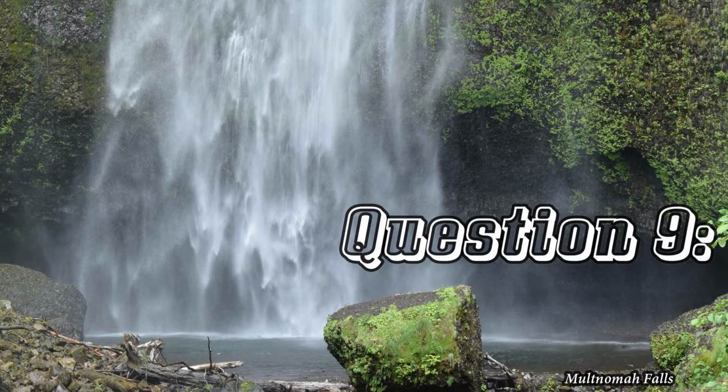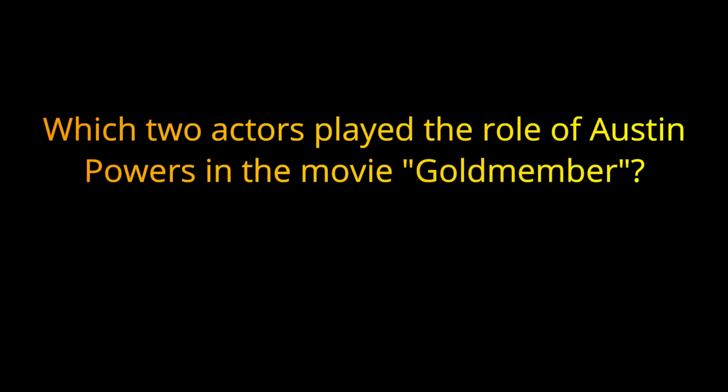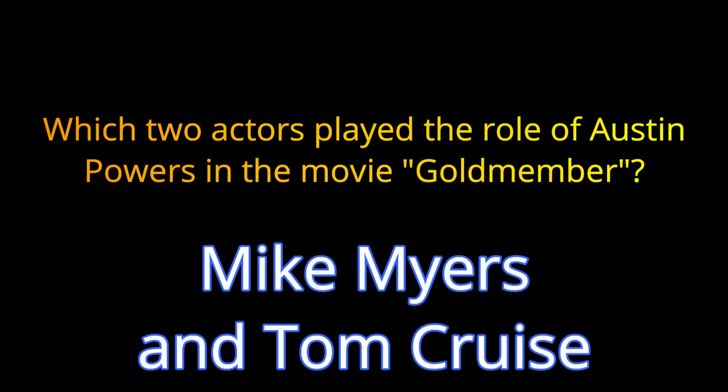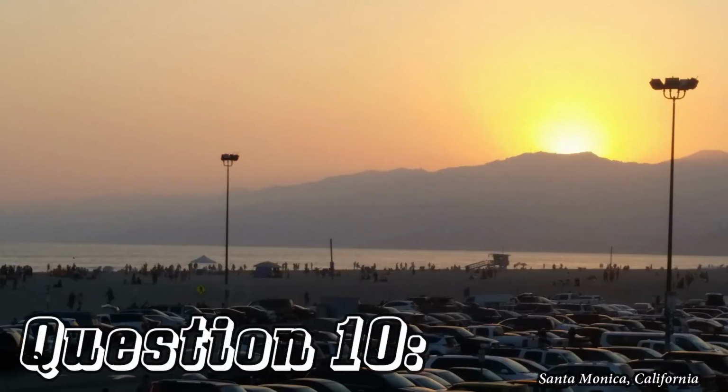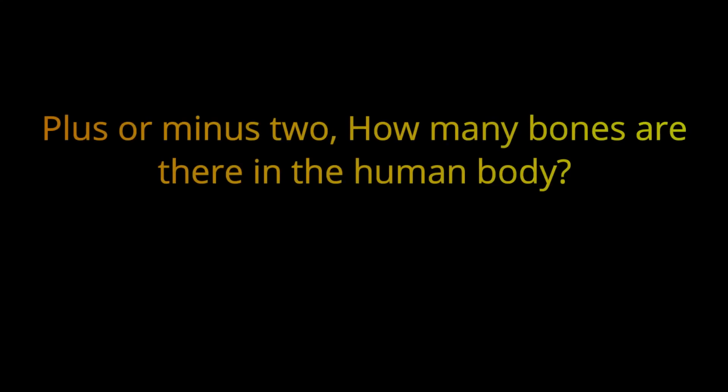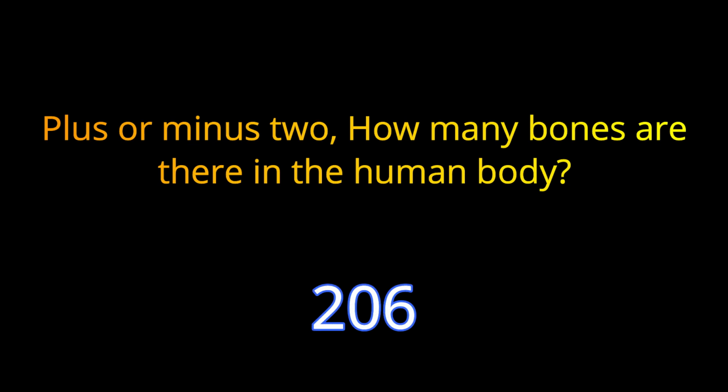Question number nine. Which two actors played the role of Austin Powers in the movie Goldmember? The answer is Mike Myers and Tom Cruise. Question number 10. Plus or minus 2, how many bones are there in the human body? The answer is 206.